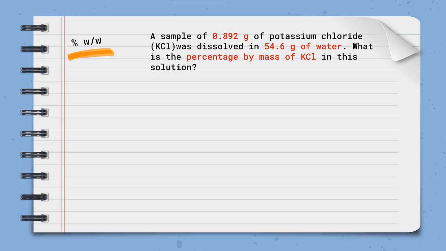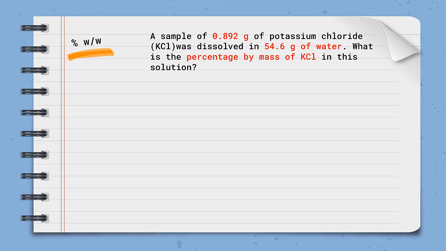So if it states here "a sample of", usually the "sample of" belongs to the solute. So your solute is going to be potassium chloride, followed by "was dissolved". Obviously, the solute is dissolved in something. After "in" comes the solvent. So your solvent is going to be water, as it states here. Before this, they didn't state anything. Okay, so now you have the information regarding the mass of solute and also the mass of solvent.